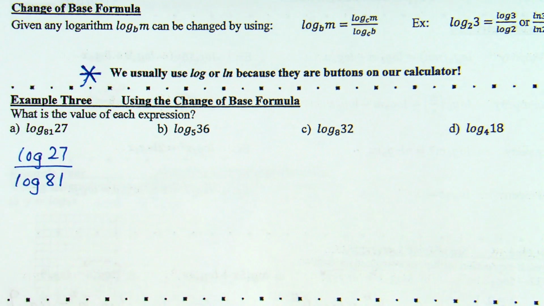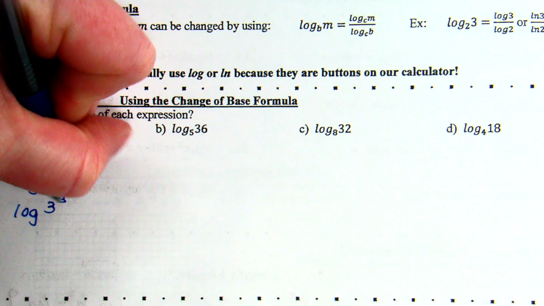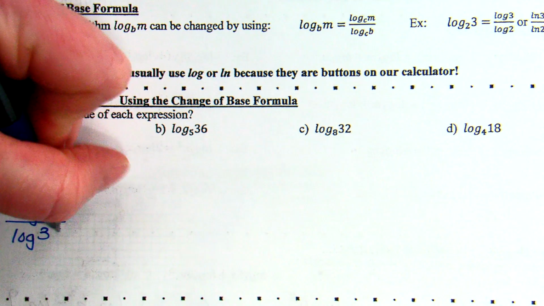27 and 81, guys. 27 and 81 are both in the 3 column, yes? Let's rewrite 27 and 81 based on the fact they're both in the 3 column. Meaning, it's still logs for right now. 27 is 3 to the 3rd. 81 is 3 to the 4th. So I have log of 3 to the 3rd divided by log of 3 to the 4th.